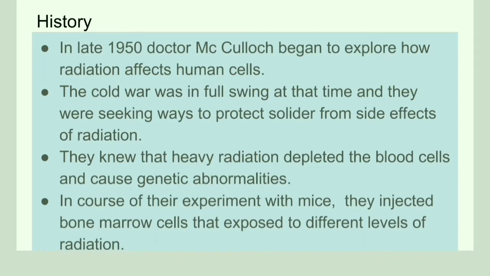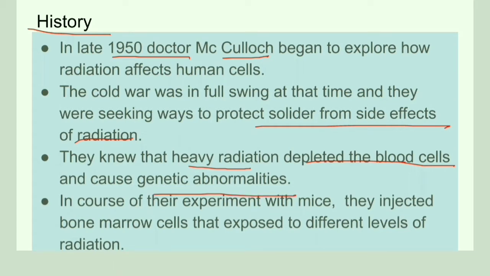Next, we are learning about the history of stem cells. In 1950, a doctor named McCulloch started to do his experiments with radiation. It was the time of the Cold War and it was needed to protect soldiers from the side effects of radiation. It was known that heavy radiation resulted in the depletion of blood cells and ultimately in genetic abnormalities.